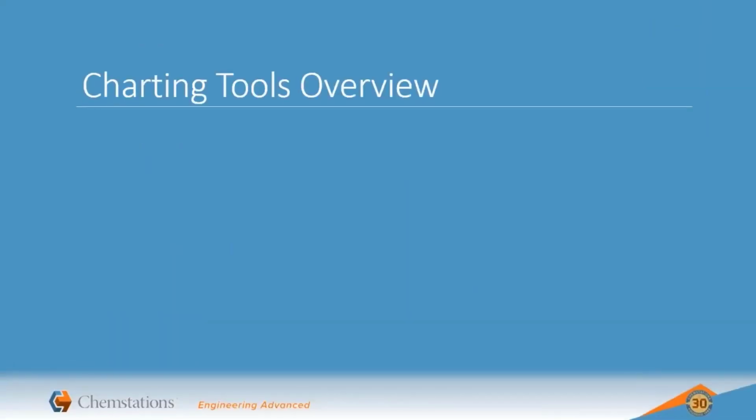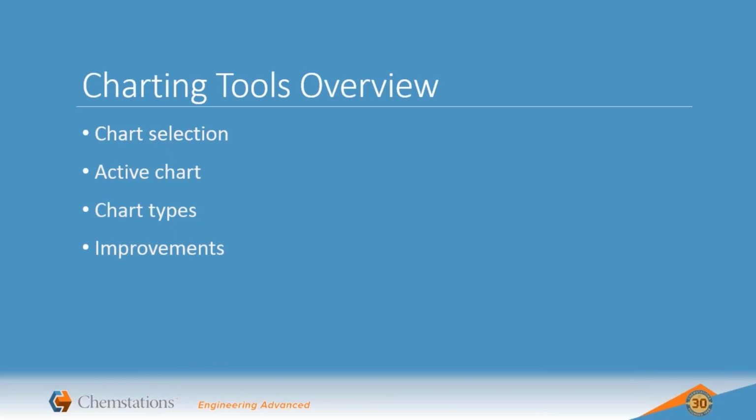Our discussion of the charting tools in ChemCAD will include how to find and select a chart, the concept of an active chart, the types of charts available in this version, the improvements made from previous versions, and a quick demonstration of these features in ChemCAD using an example simulation.